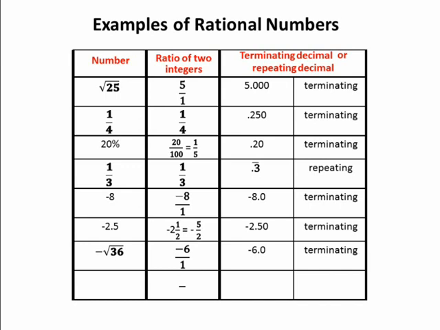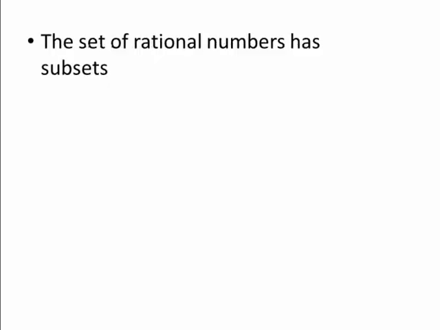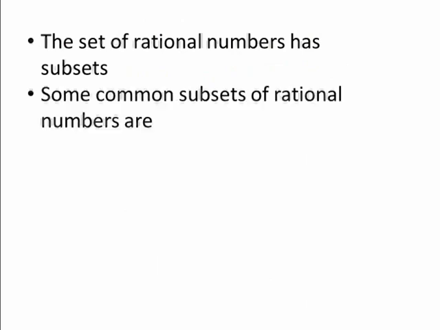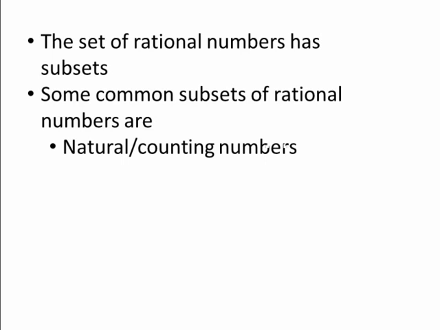-6.0. 0. Since this number can be written as the ratio of two integers, 0/1, or 0 over 6, or 0 over 5, or 0 over any number, this number is rational. It can be expressed as a terminating decimal of 0.0. The set of rational numbers has subsets. Some common subsets of rational numbers are natural/counting numbers, whole numbers, and integers.